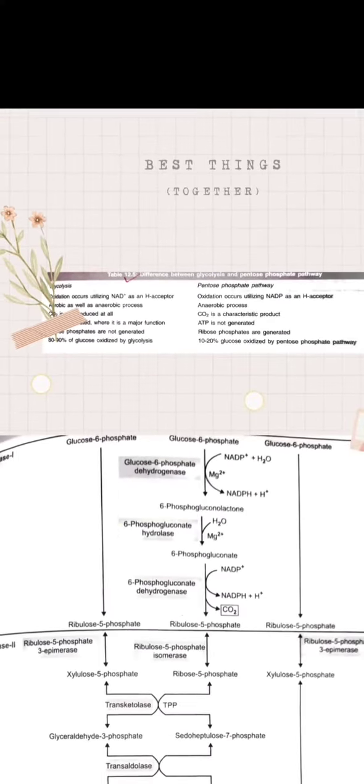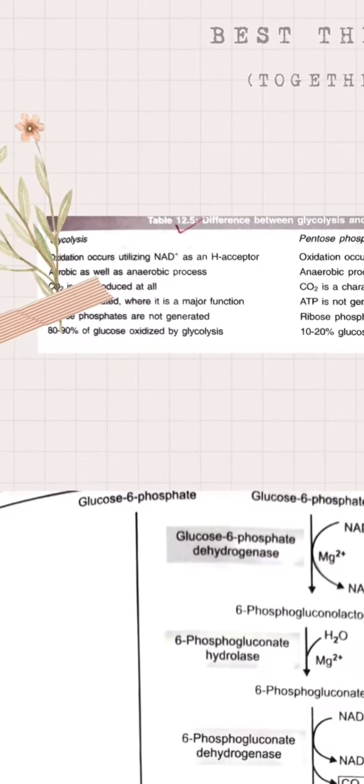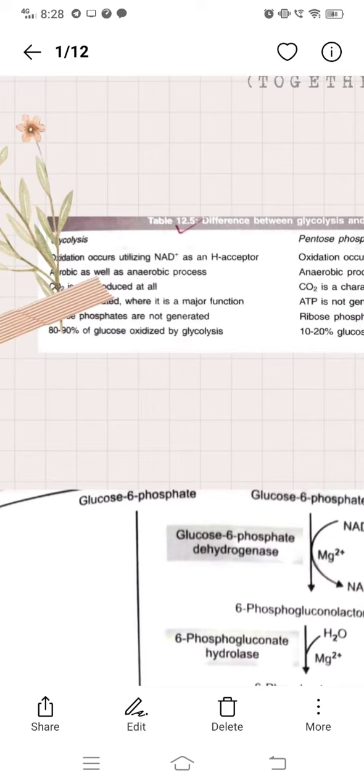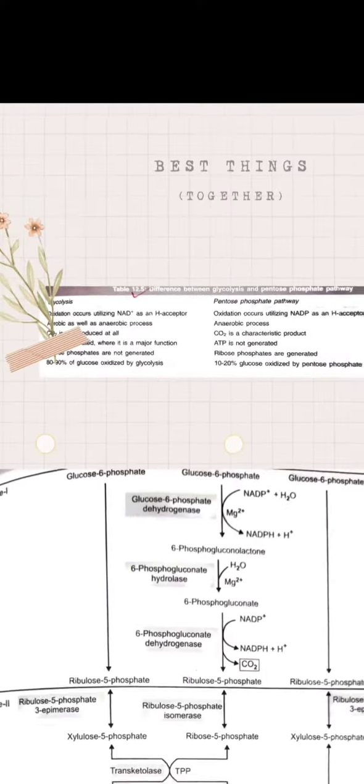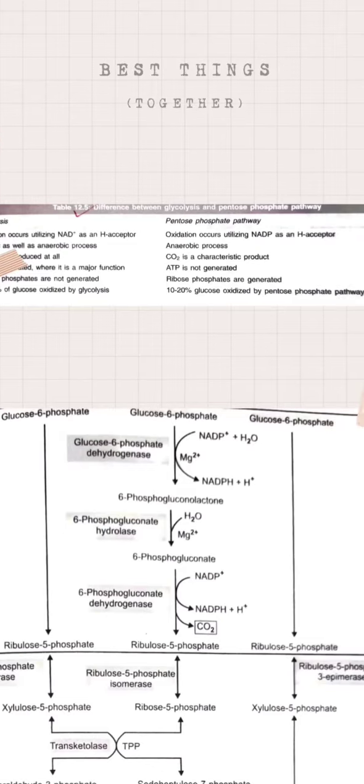Differences between glycolysis and pentose phosphate pathway. So, first difference is oxidation occurs using NAD plus as a hydrogen acceptor, whereas in pentose phosphate pathway, oxidation occurs utilizing NADP as hydrogen acceptor.